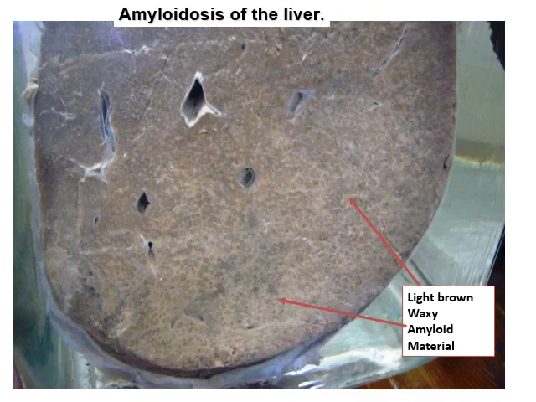This is the gross appearance of amyloidosis in the liver. This liver is enlarged and has a waxy consistency. The borders are sharp. It is like having a section in rubber. It is waxy, with a flat cut surface and sharp borders. The waxy material appears light brown. It can be seen as a mesh of light brown material in the background.